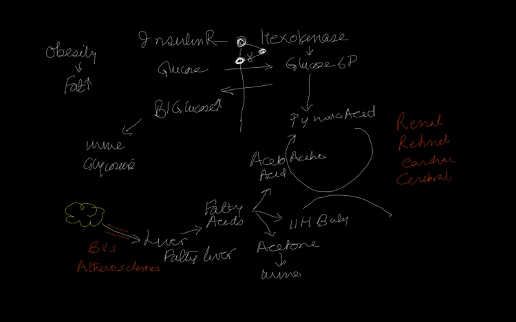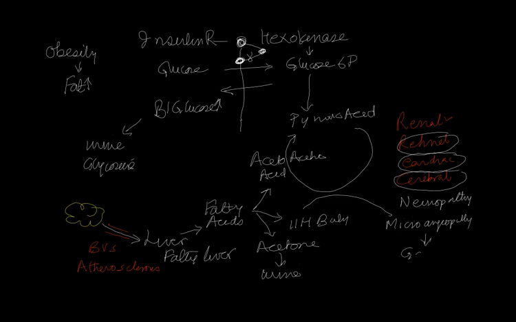So you may have renal failure, you may have diabetic retinopathy, blindness, you may have cardiac problems, ischemic heart disease, and you may have stroke. But besides this, you also have neuropathy, and small blood vessels get obliterated, which is called microangiopathy, and this can lead to diabetic gangrene.